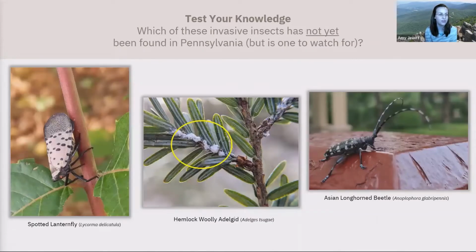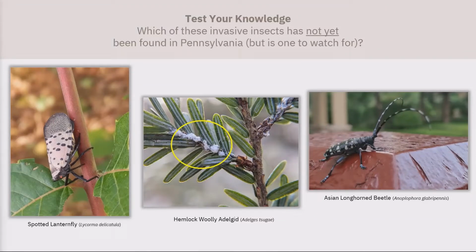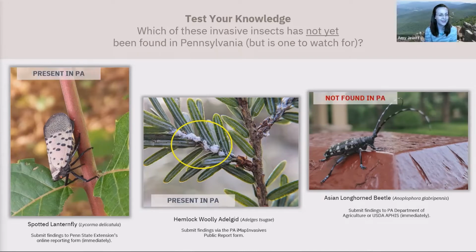And our last question is, which of these invasive insects has not yet been found in Pennsylvania, but is one to watch for? We have Asian longhorn beetle. Yep, lots of Asian longhorn beetle. Okay, well, you guys have impressed me tonight. I am really excited that you know so much about these species. You are correct. Asian longhorn beetle has not been found in Pennsylvania ever, as far as we know. Hopefully it stays that way.